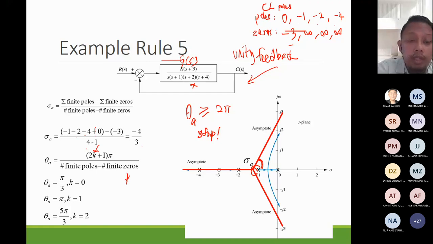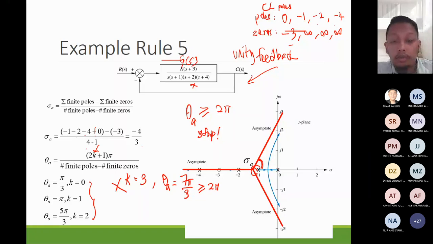And then when you increase k equals 3, you get theta a equals 7 pi over 3. So 7 pi over 3 is already exceeding 2 pi, more than 2 pi. So we stop calculating and we don't take this angle. So we only take these 3 as the angles of asymptote. Okay, so here there will be 3 lines. The first line here, second here, and this is the third one. So there are 3 asymptotes starting from this real axis intercept, which is this value, and the angle is determined from this calculation here.